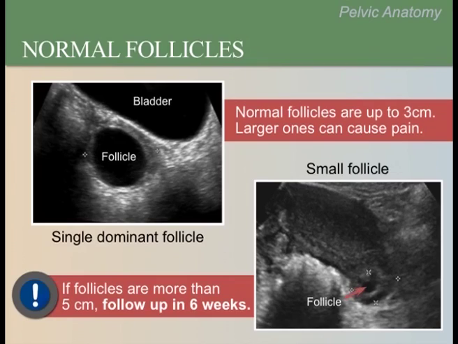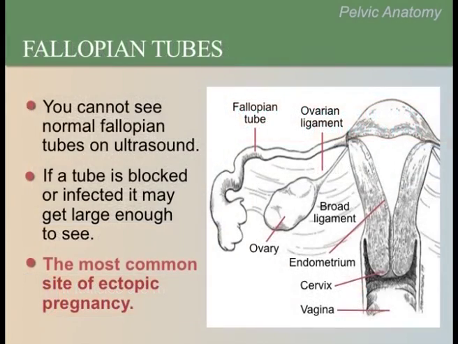Most follicles are less than 3 centimeters in size, but if the follicle measures more than 5 centimeters, it might cause pain, and you should follow up with another ultrasound in 6 weeks. You cannot see normal fallopian tubes on ultrasound, but if a tube becomes blocked or infected, it may get large enough to see. The fallopian tube is also the most common site of an ectopic pregnancy.